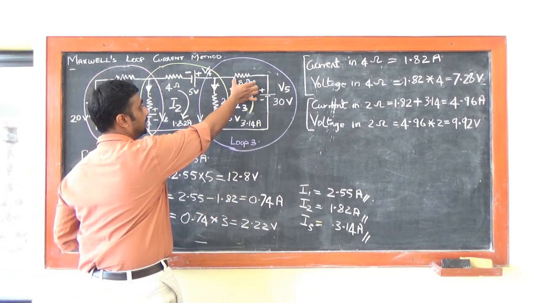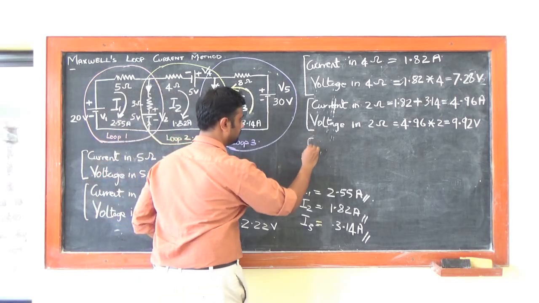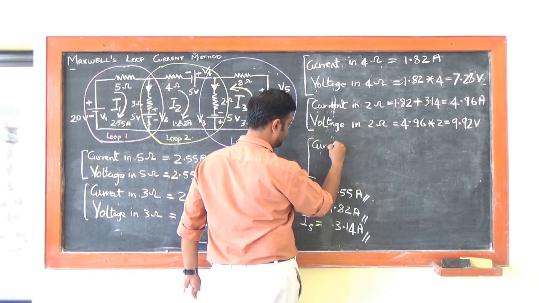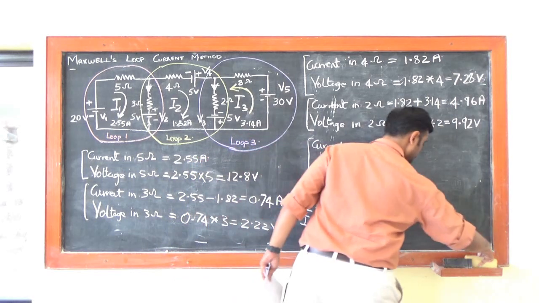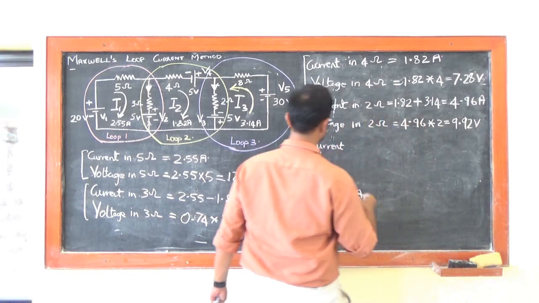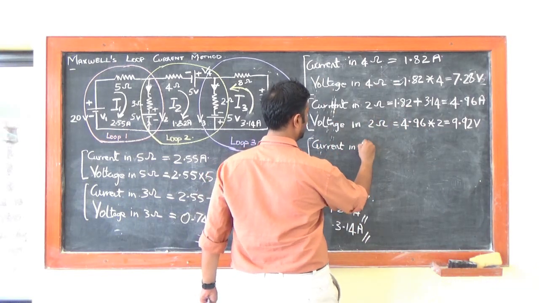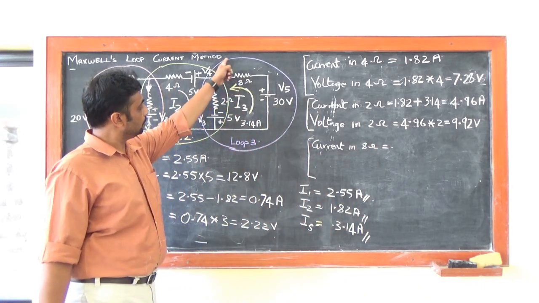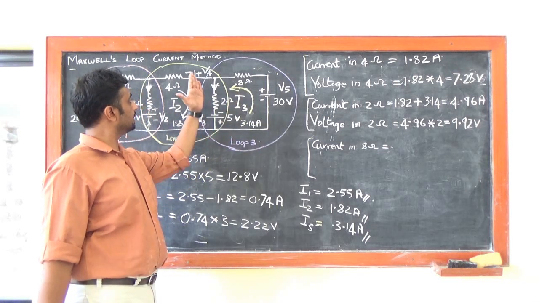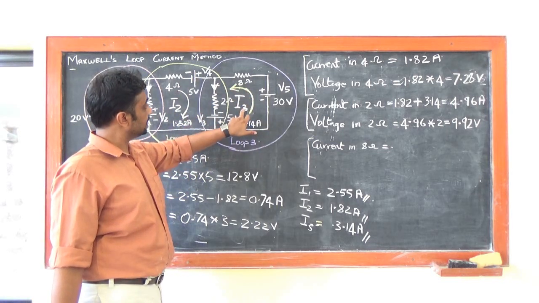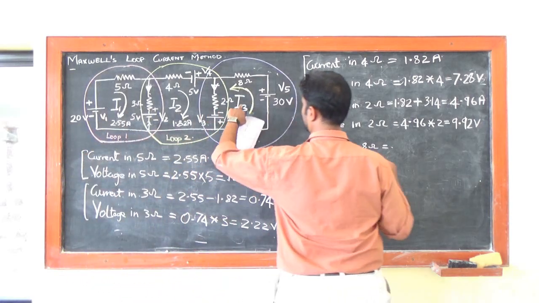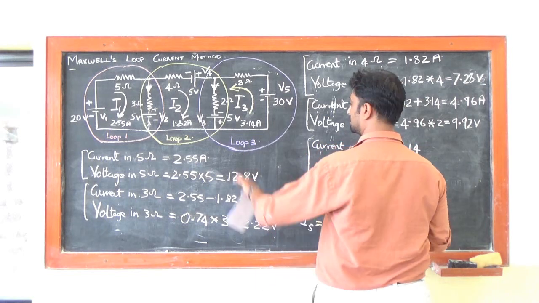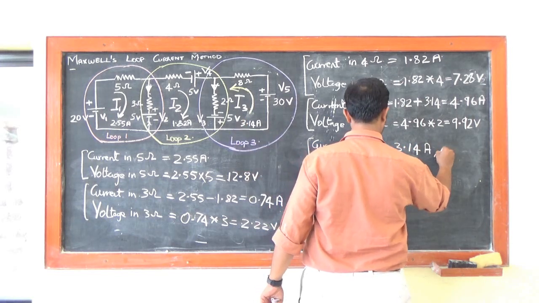Now which resistor is remaining? Your 8 ohms resistor. Now again, what is the current in the 8 ohms resistor? As I told you, the 8 ohms resistor is only linked with loop 3. It is not linking with the other loops. So 8 ohms is linked with I3. So the value of I3 is what? 3.14. So the current in the 8 ohms resistor is 3.14 amps.